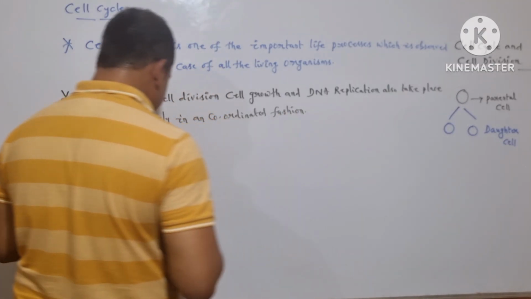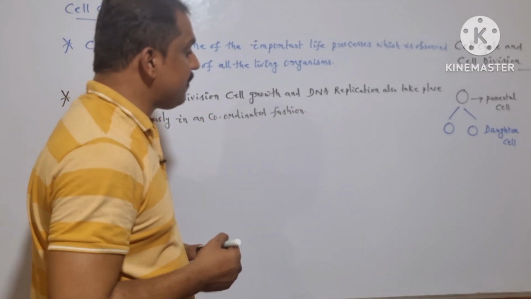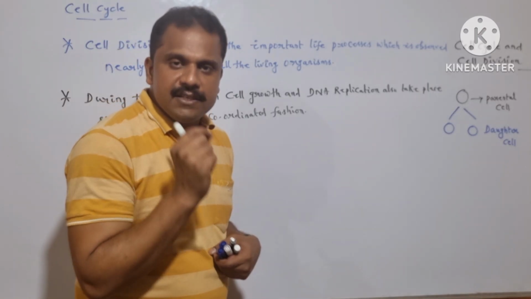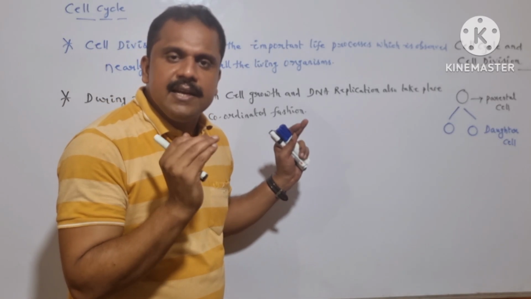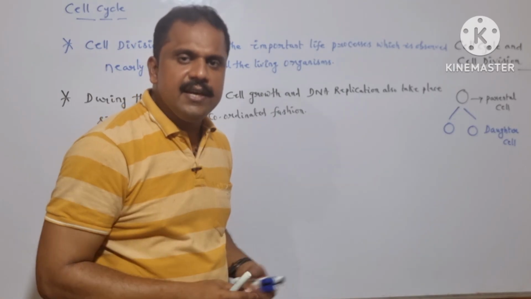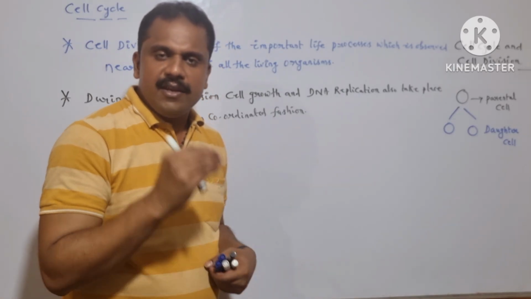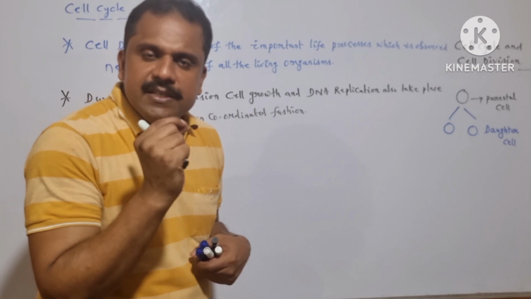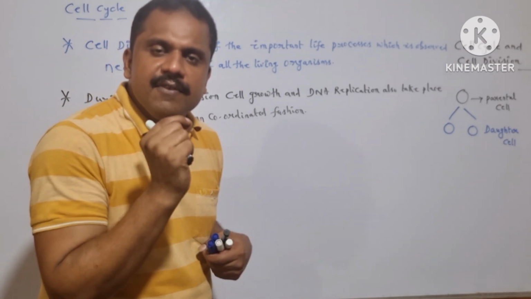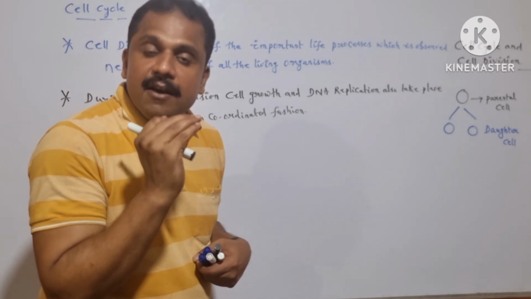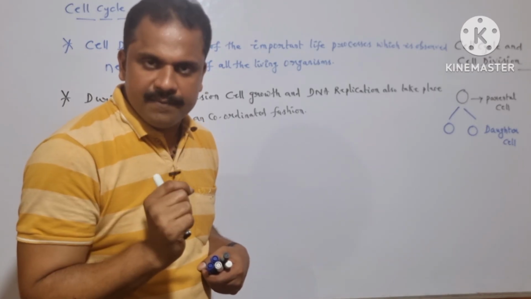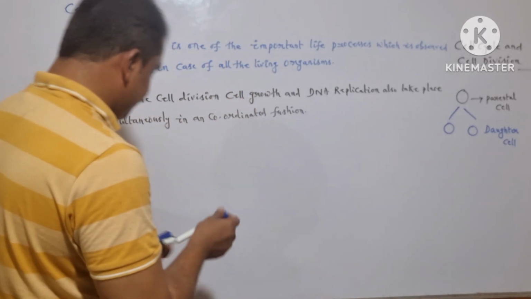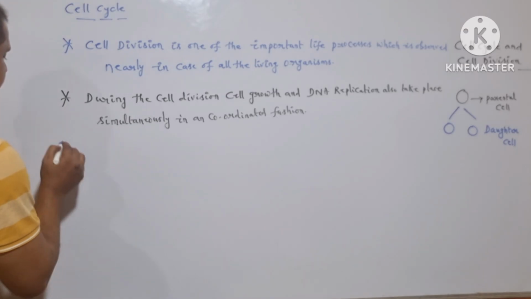So here the sequence of events through which the duplication of the genome takes place, and even the specific mechanism termed as DNA replication occurs, is termed as the cell cycle. So here the sequence of events through which the duplication of the genome and the synthesis of the daughter DNA from the parental DNA takes place is termed as the cell cycle. Is it clear?